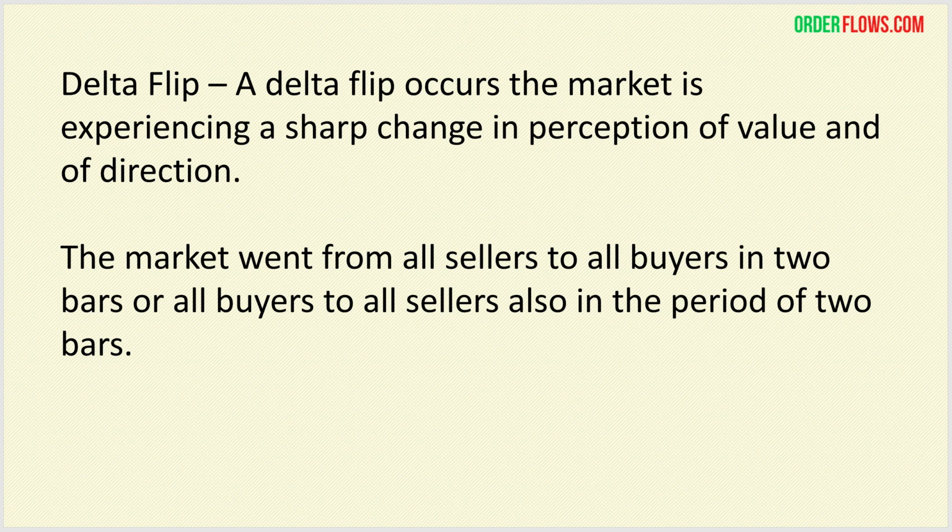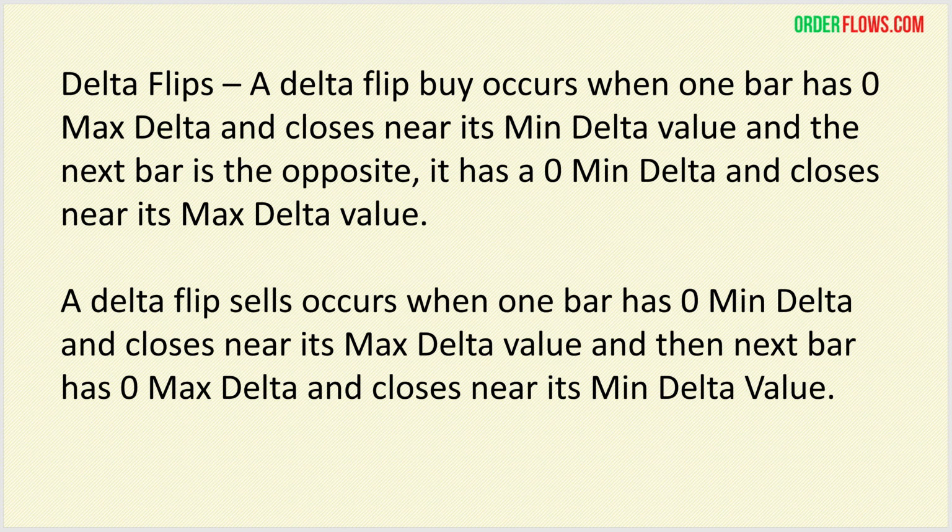But I'm going to explain a little bit later how to look at it over 3 bars. Now, okay, so a delta flip buy occurs when one bar has 0 max delta and closes near its min delta value, and the next bar is the opposite. It has a 0 min delta and closes near its max delta value. And a delta flip sell occurs when the opposite is true. One bar has 0 min delta and closes near its max delta value, and then the next bar has 0 max delta and closes near its min delta value.